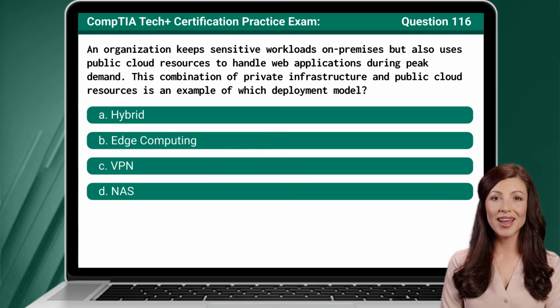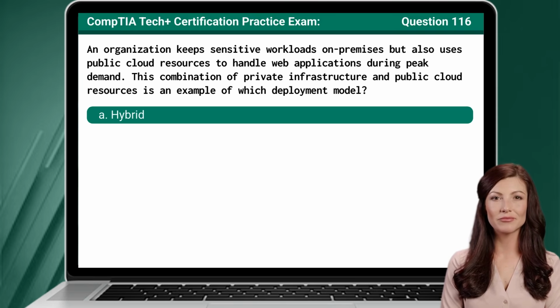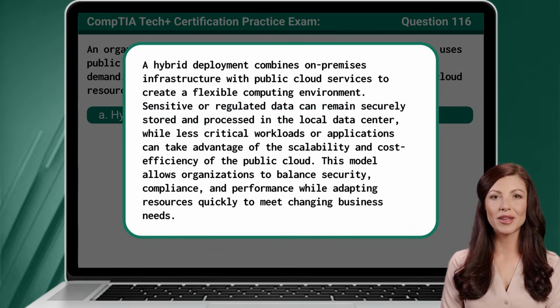The answer is A. Hybrid. A hybrid deployment combines on-premises infrastructure with public cloud services to create a flexible computing environment. Sensitive or regulated data can remain securely stored and processed in the local data center, while less critical workloads or applications can take advantage of the scalability and cost efficiency of the public cloud. This model allows organizations to balance security, compliance, and performance while adapting resources quickly to meet changing business needs.